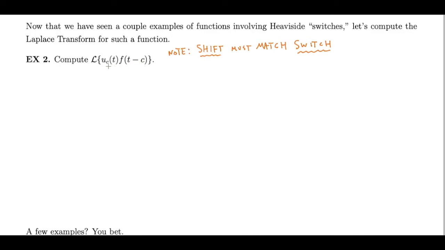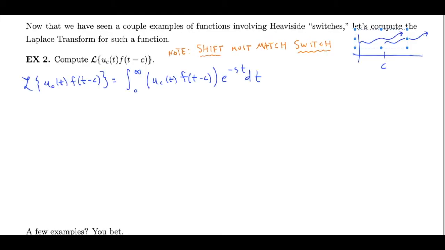As you'll see in subsequent examples, if I have a function that has been shifted 2 units, say, but I don't want to turn it on until t equals 4, that's an issue. I have to accommodate that. I have to manipulate the function as necessary so that the shift will match the switch. In this example, we're interested in computing the Laplace transform of such a shifted and switched function. So we'll go ahead and input this into our definition.